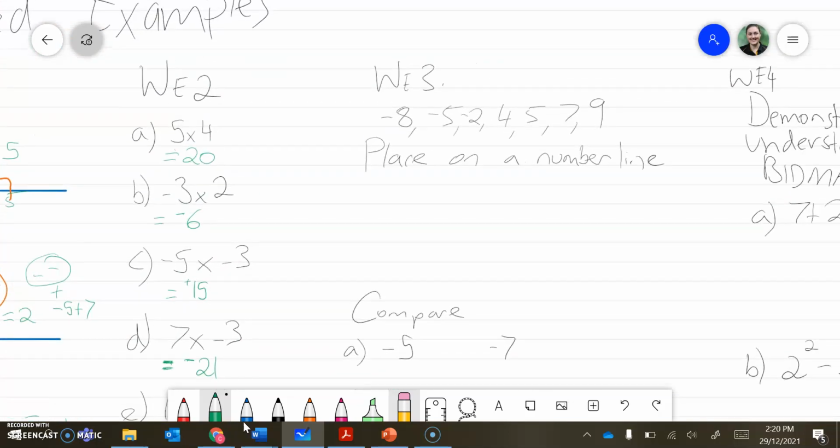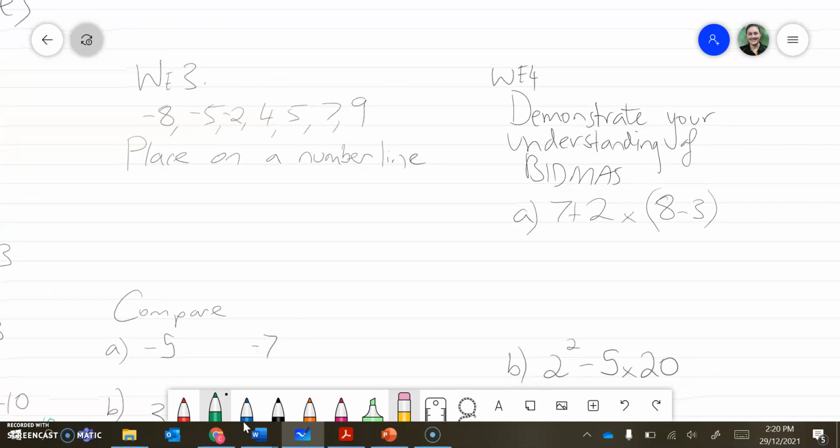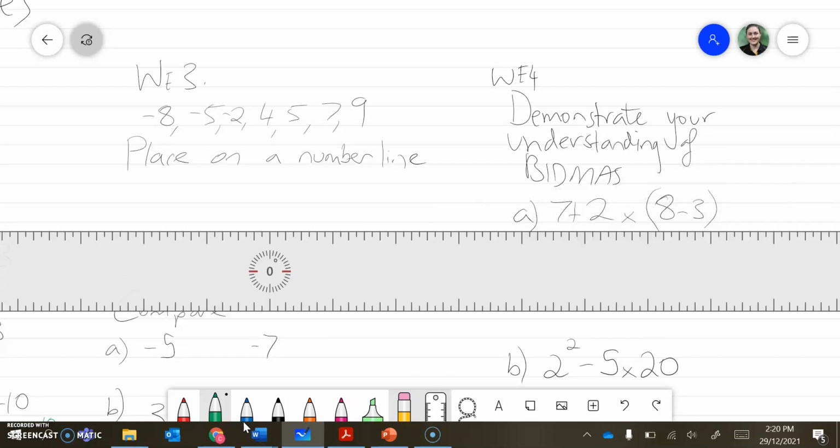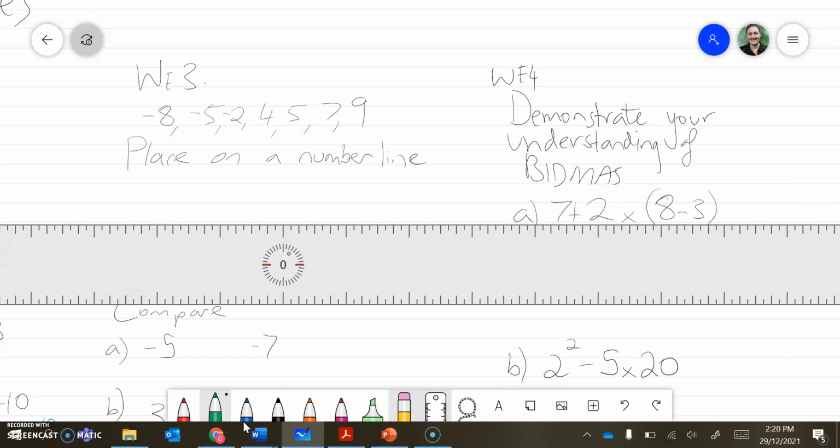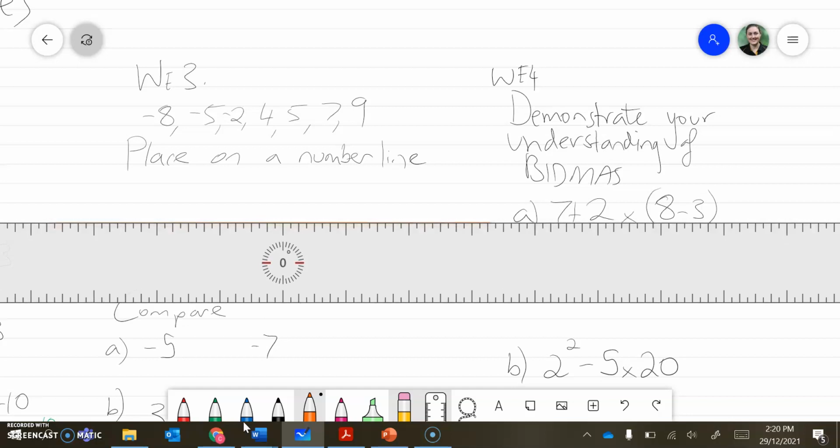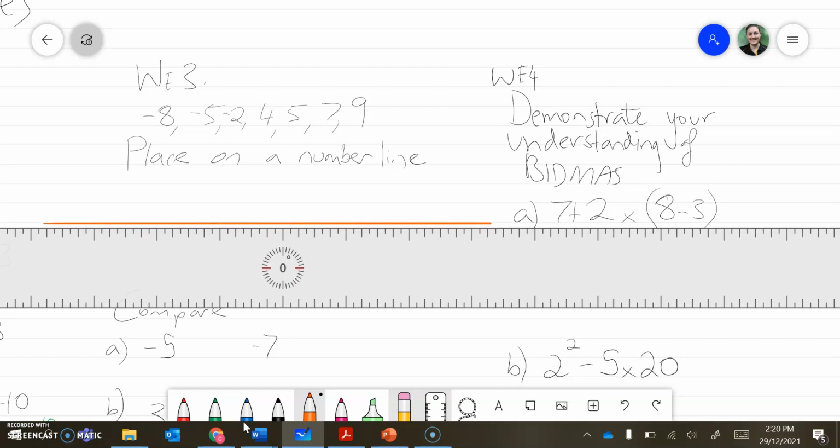Our next example, worked example 3, we're placing values on a number line. Now you can see our integer values here, they're all between 10 and negative 10. So what I'm going to do is draw a number line, and we're just going to place every value as an increment along that. I'm not going to go up in 2s or 5s or anything like that. I'm just going to place every value on there.